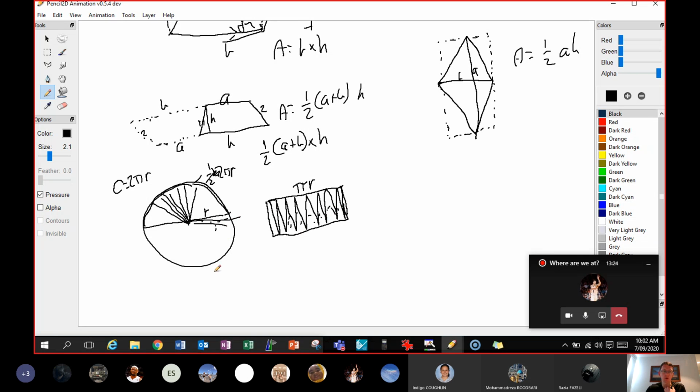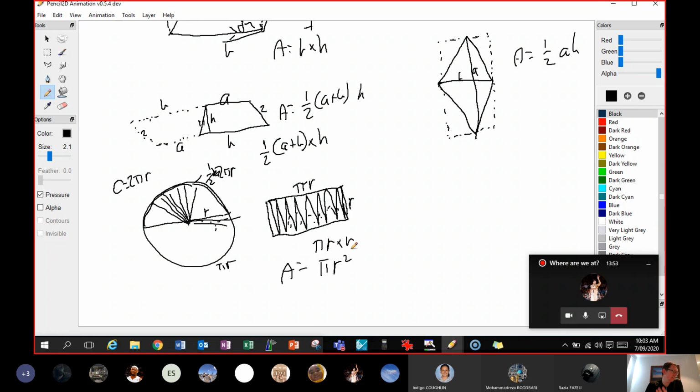So the length of this is also pi r, right? That's also pi r. This is pi r too. So what's the height here? Well, the height here is the radius, because that's where I've cut it. So you can see, again, I've made a rectangle. So what's the formula for this? Well, it's pi r times r. And if we simplify that, it's pi r squared. So I made a circle into a rectangle and proved that the area of a circle is pi r squared.